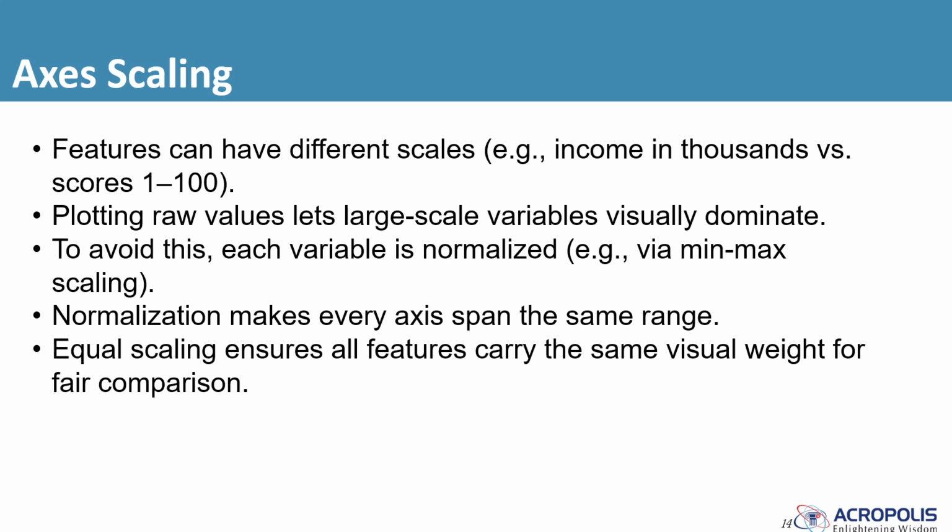Axis scaling is one of the major topics. Features can have different scales, like income in thousands versus scores from 1 to 100. Plotting the raw values lets a large-scale variable visually dominate.